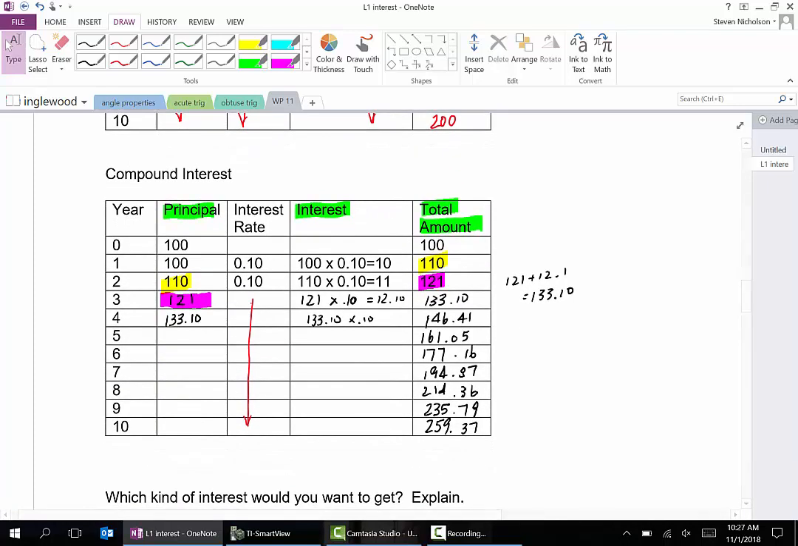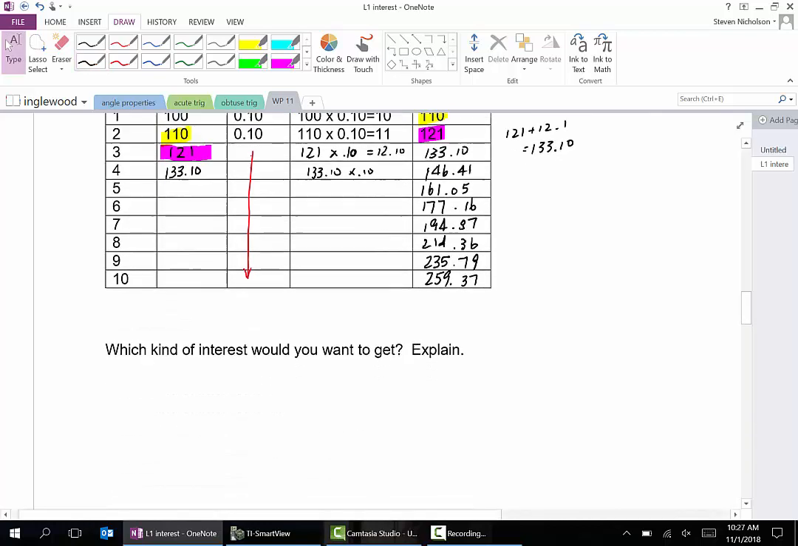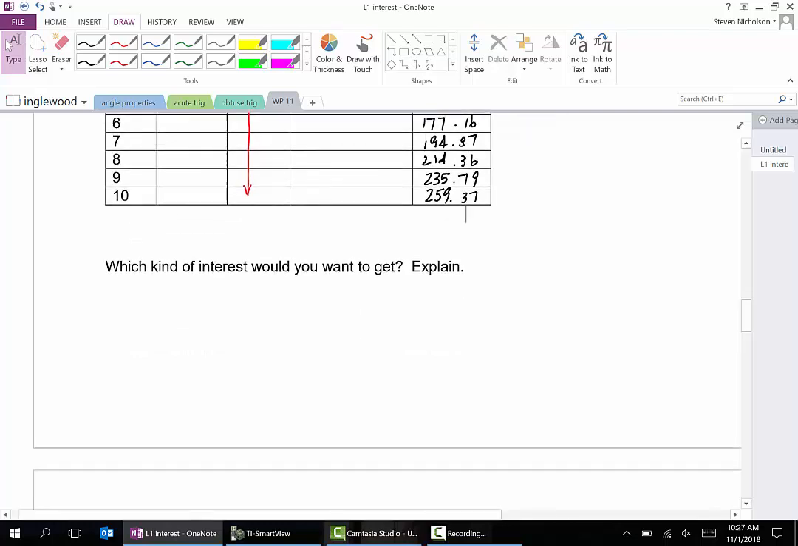But after 10 years, using our simple interest notion, you end up with $200, whereas when you're compounding, you end up with $259.37. Now, there's a difference there, $59.37, and you might go, well, that's no big deal. But imagine instead of $100, you invested $1 million, or $100,000, or $10,000. That makes a big difference. So again, what kind of interest would you want? Well, you want compound. And again, you make more money.